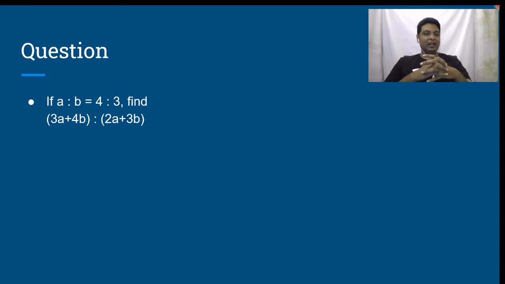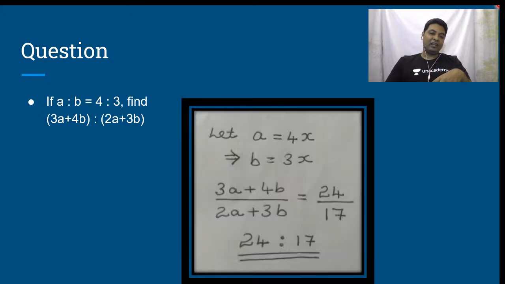If I consider, let A be 4x, then B will be 3x. Then 3 times 4, which is 12, plus 4 times 3, which is 12. So 12 plus 12, which is 24x. 2A is 8x, 3B is 9x. 8x plus 9x is nothing but 17x. So x and x get cancelled out. Therefore, the required ratio of 3A plus 4B is to 2A plus 3B will be 24 is to 17.